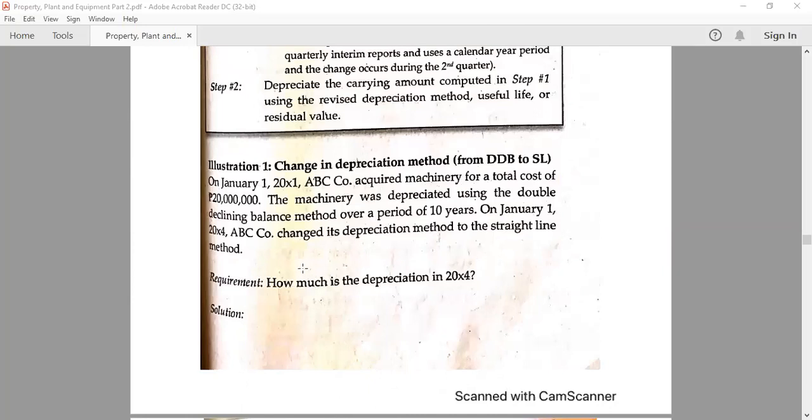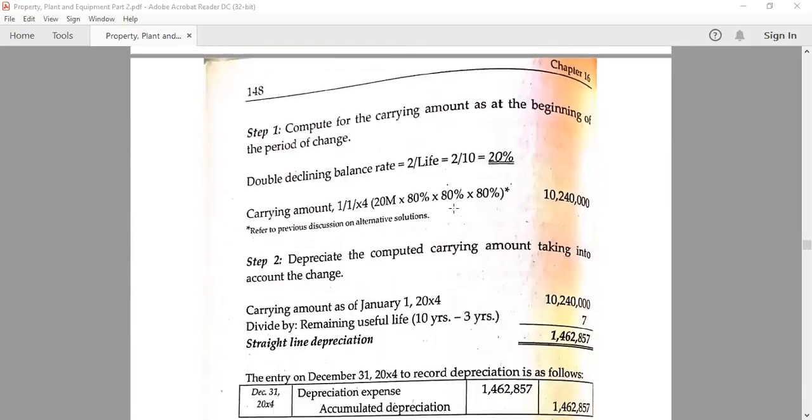And to get the carrying amount, in how many years? Let's check. That's after 3 years, because it's from 20x1 and we change in 20x4. So count 20x1, that's 1 year, 20x2, 2 years, 20x3, 3 years. So counting here is very important, by the way.